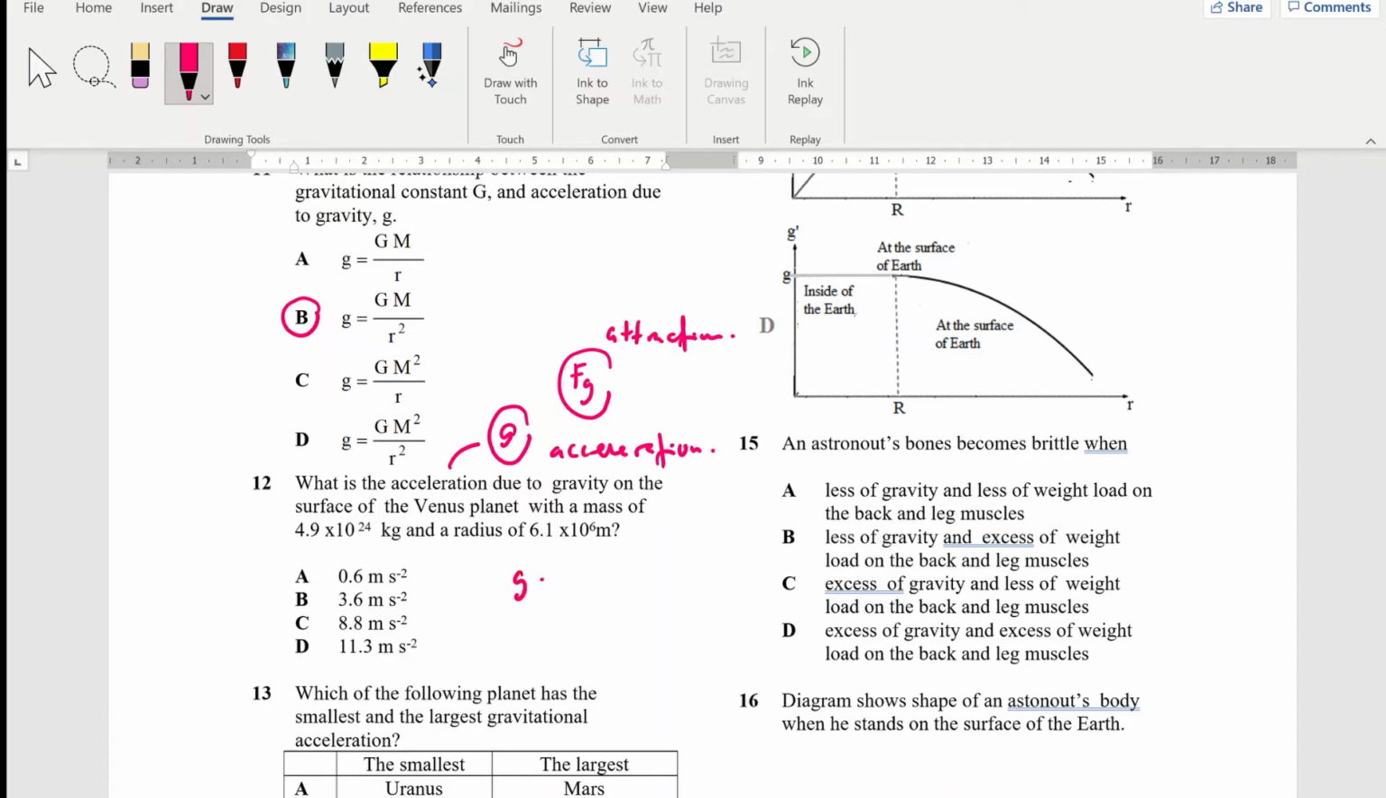The formula is g equals to Gm over R squared. So we will get 6.67 times 10 to the power of negative 11 times its mass 4.6 times 10 to the power of 24 over 6.1 times 10 to the power of 6 squared. So we will get the answer, which is 8.8 meter per second squared.